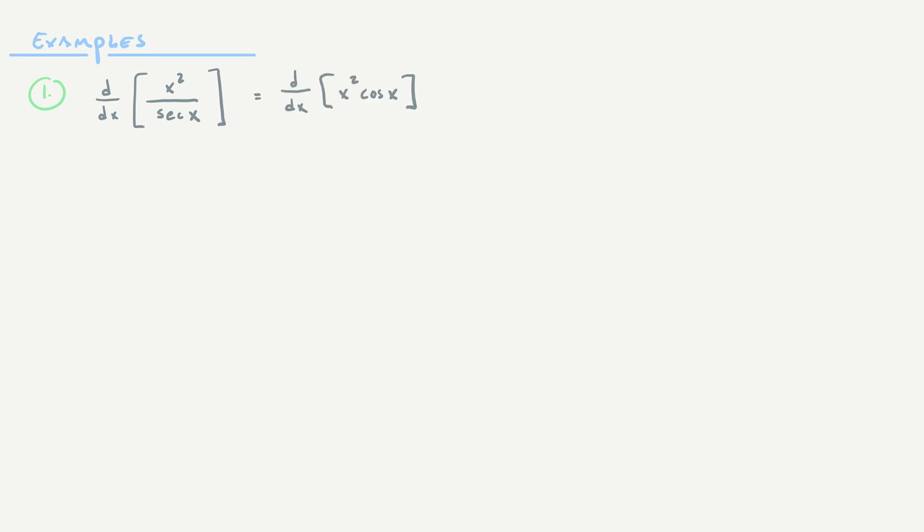That is something you can do. Instead, though, you can bring secant x up into the numerator as the cosine of x function. X squared times 1 over secant x is the same as x squared times the cosine of x, and then you can just use the product rule on that thing. And that's what this is. This is product rule stuff.